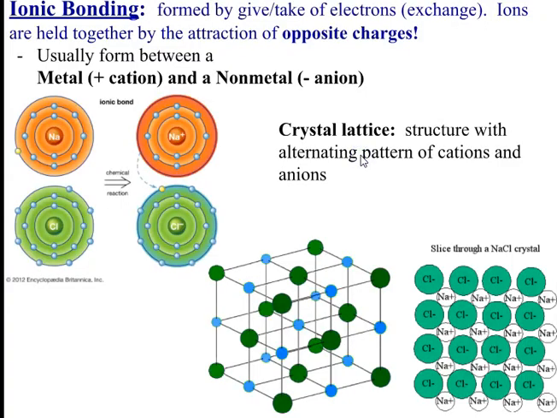Ionic compounds are held together by what's referred to as ionic bonding, which is created by the give and take of electrons. The ions are then held together by an attraction of opposite charges.